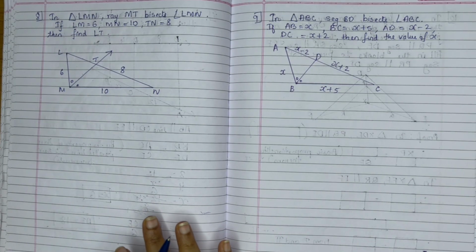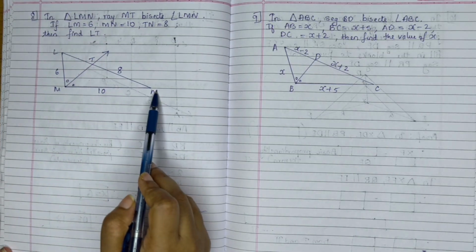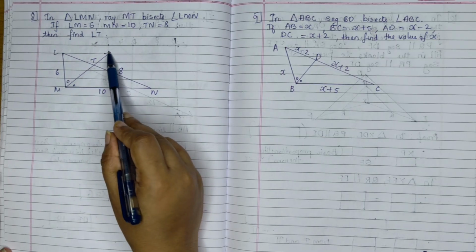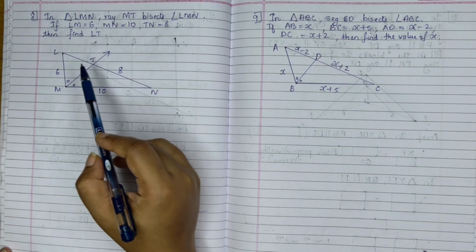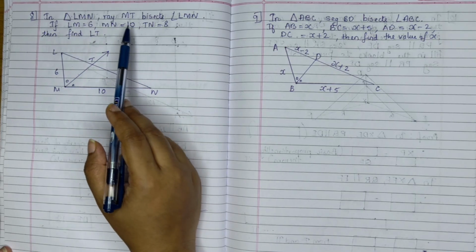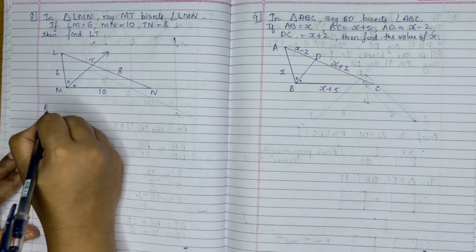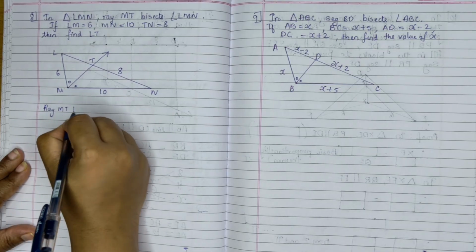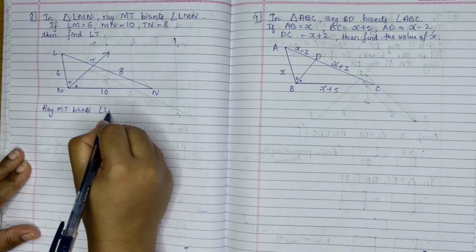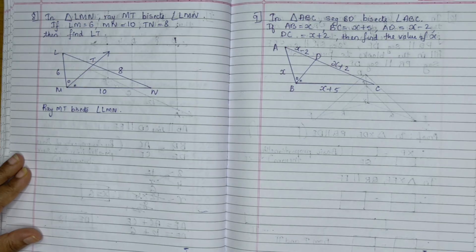Now see the 8th sum. In triangle LMN, okay, this is a triangle and we can see this is the ray. Ray MT is the bisector. It bisects LMN. So again we can use angle bisector theorem. So first we will say that ray MT bisects angle LMN. Okay, so if it bisects, we can use angle bisector theorem.